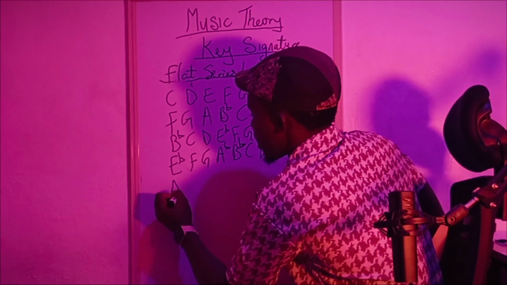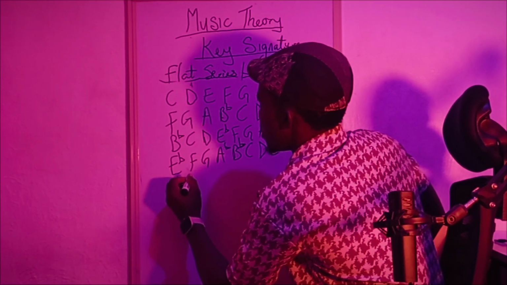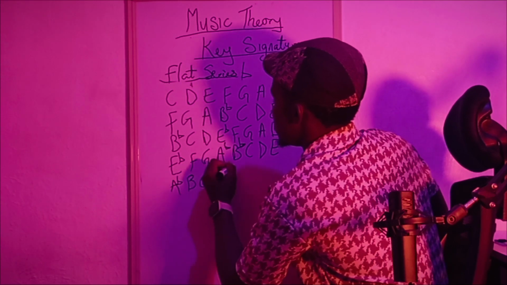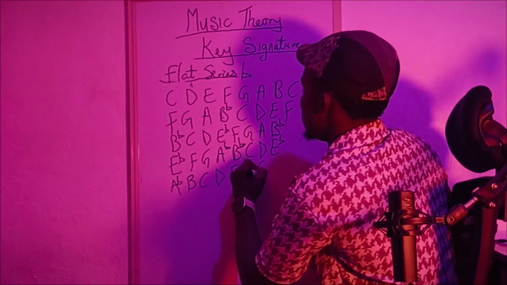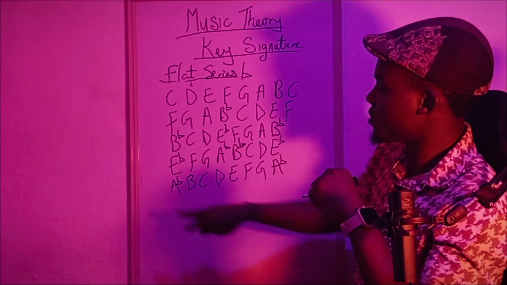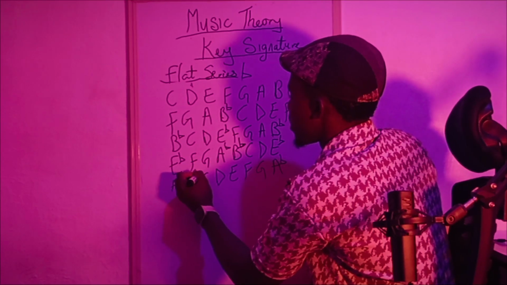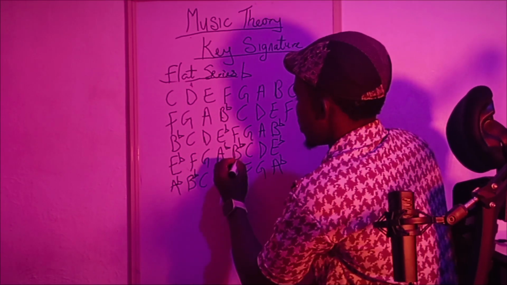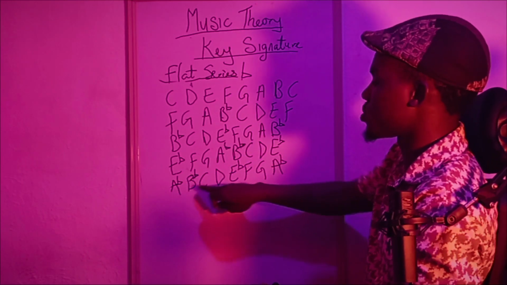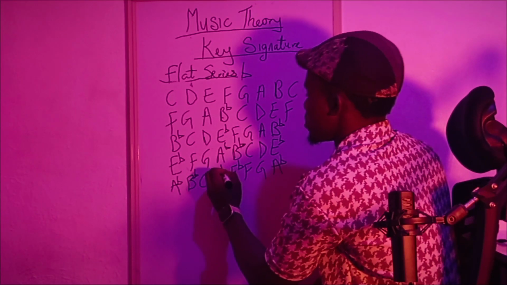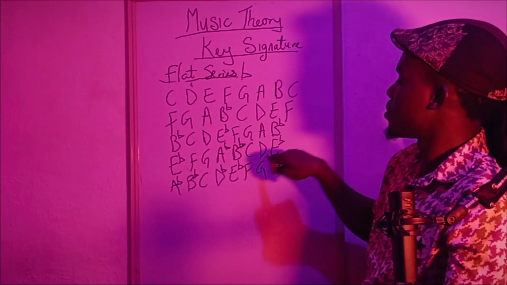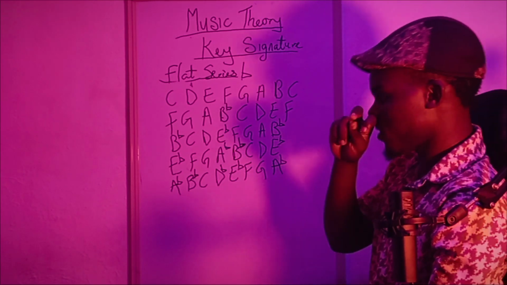We have A flat, B, C, D, E, F, G, A flat. So we have A flat. Sustain your B flat. We have E flat. Plus the next key, 1, 2, 3, 4, D flat. So how many flats do we have on the key of A flat? We have 1, 2, 3, 4. We have 4 flats on the key of A flat.